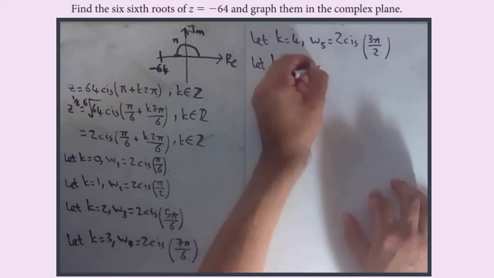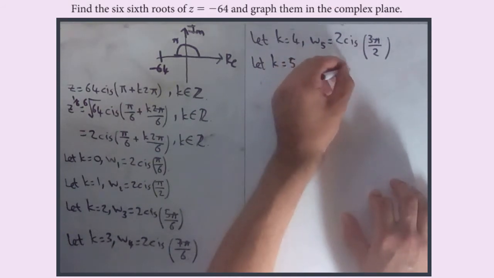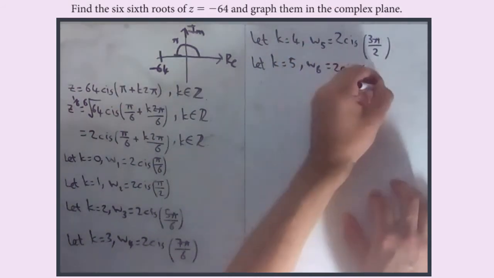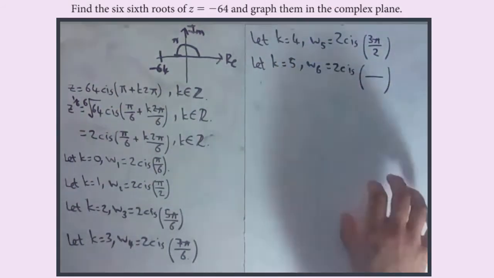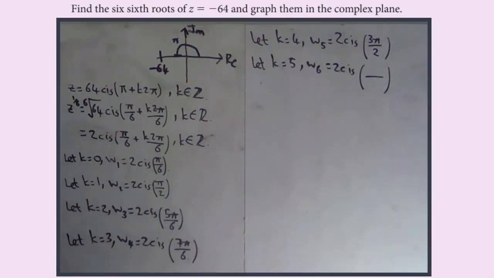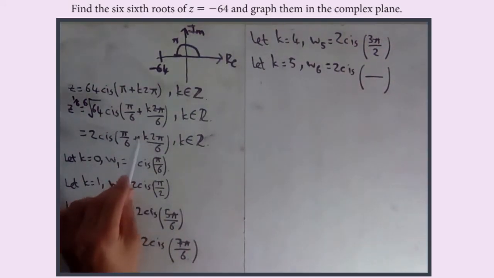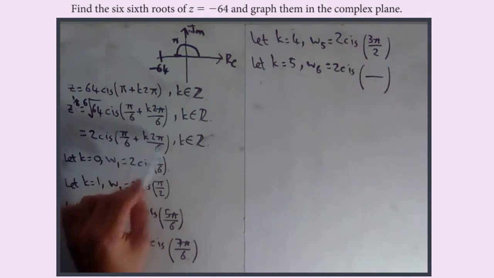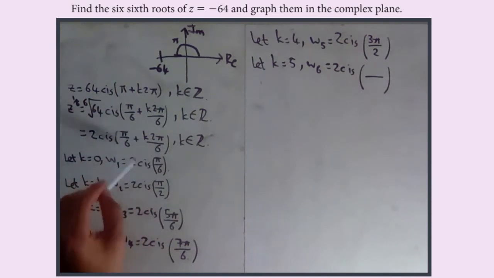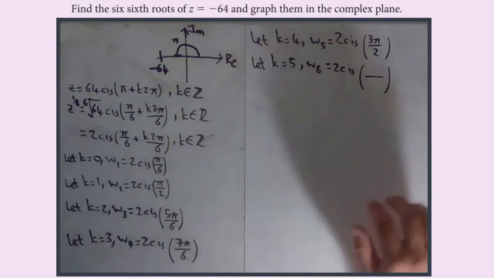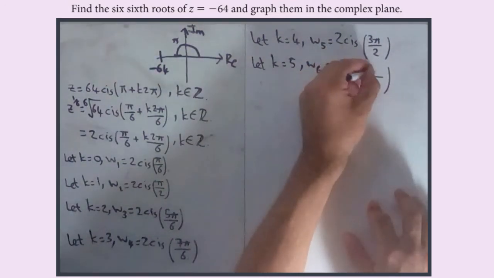So the sixth root, W6, equals 2 cis. So if k equals 5, in here you've got 2 times 5 is 10, so 10 pi by 6 plus another pi by 6 is 11 pi by 6.